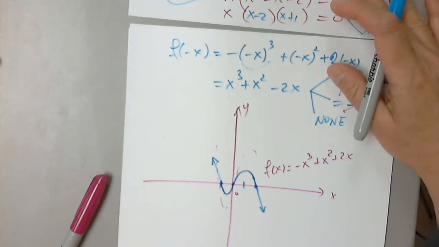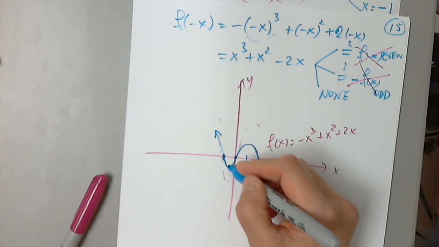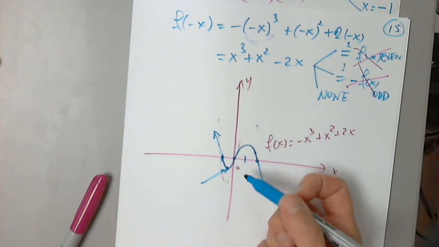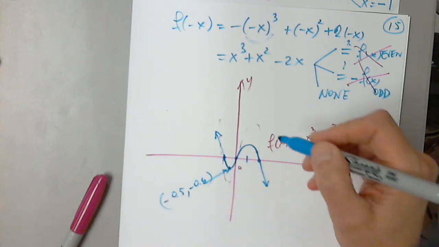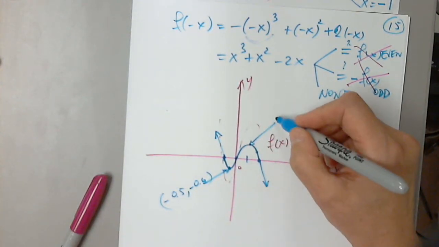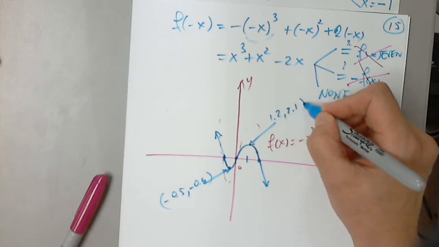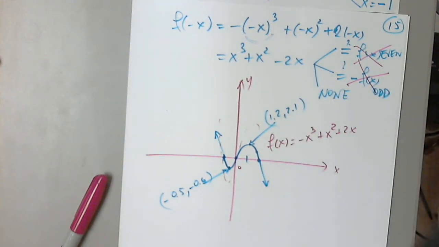You do not have to adjust the graph. All I would like you to write is that this point is negative 0.5 comma negative 0.6, and this point is at 1.2, 2.1. That's all I care about. You don't have to go back and adjust the graph.